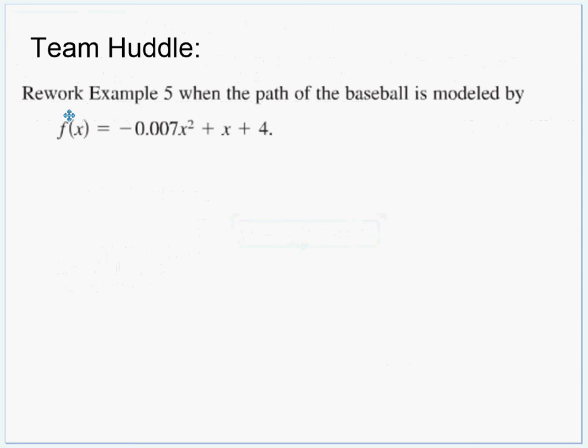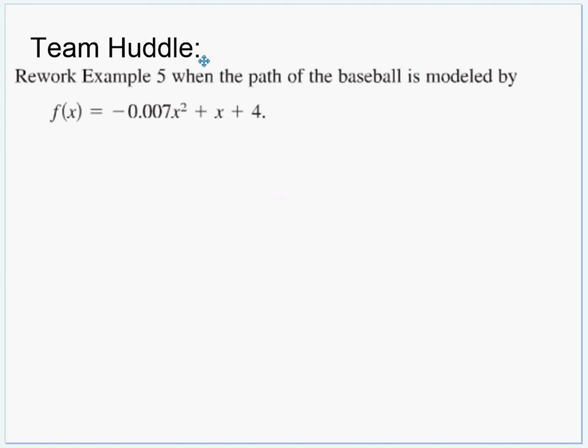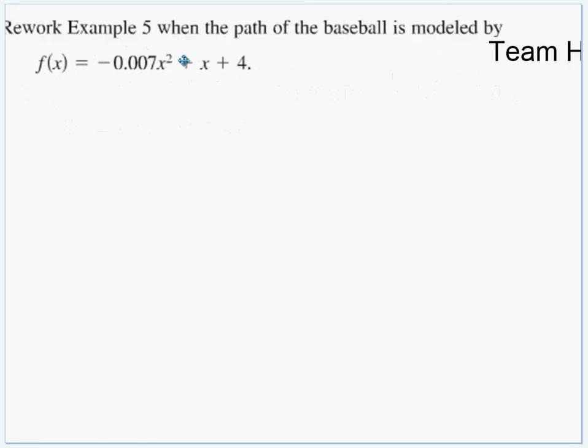Here it just says rework example 5, but now the path of the baseball is for a different batter. Everybody's going to hit the ball differently. Every time a batter goes up, they might have a different function that would model that particular hit. So let's say another batter comes up and hits the ball, modeled by this function. Go through the same thing that we just did in the example and find the same or similar values for this batter. You didn't pause the video, did you?